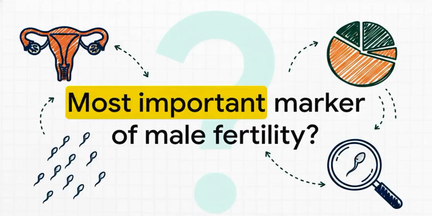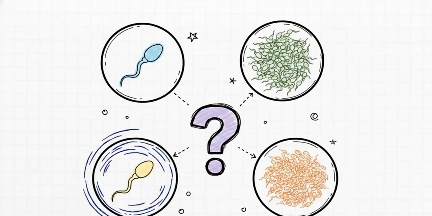So let's start with evaluating male fertility. When a patient gets a semen analysis, the doctor gets back a report with a bunch of different metrics. But here is the critical question. What is the single most important marker of male fertility on that report? What's the gold standard metric that tells a physician the absolute most about the chances of natural conception? Let's look at the options.